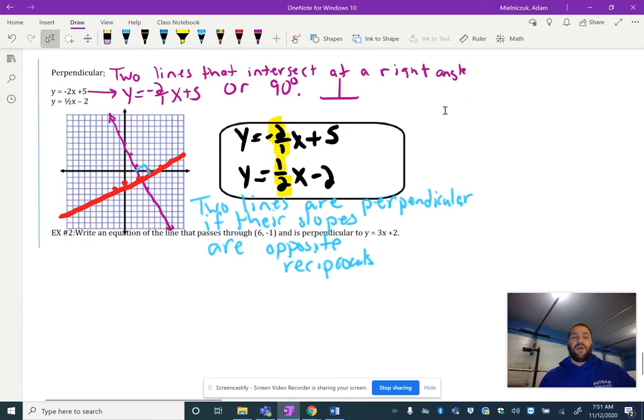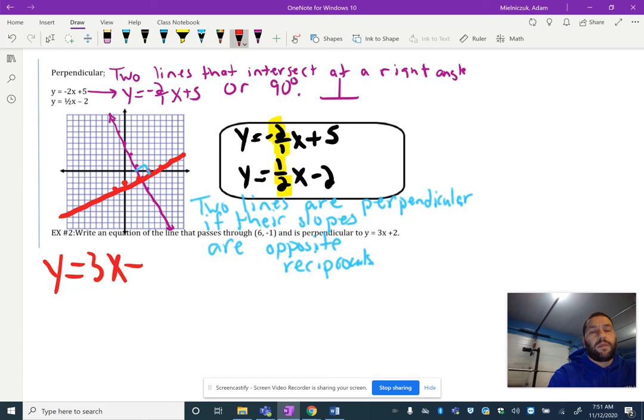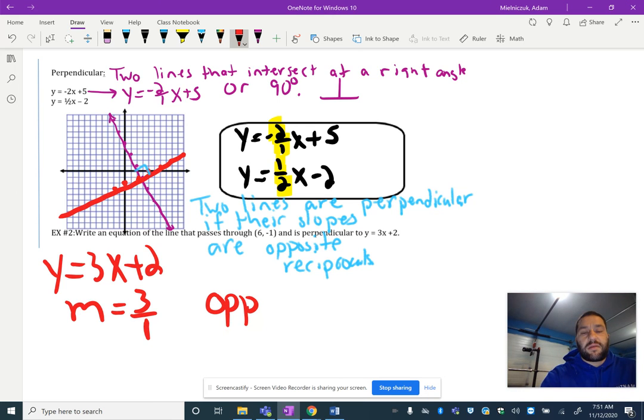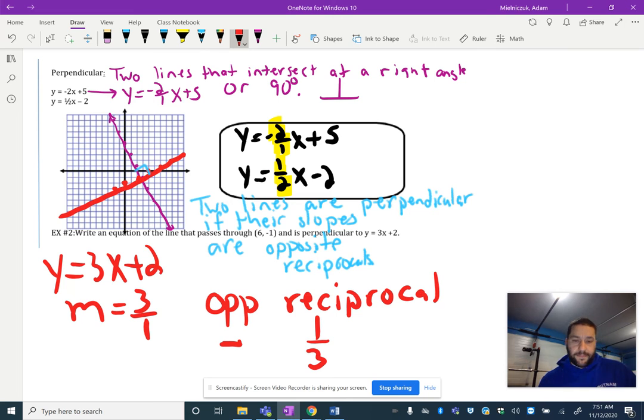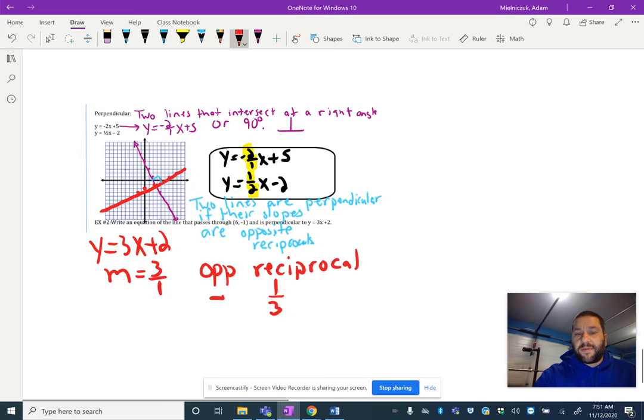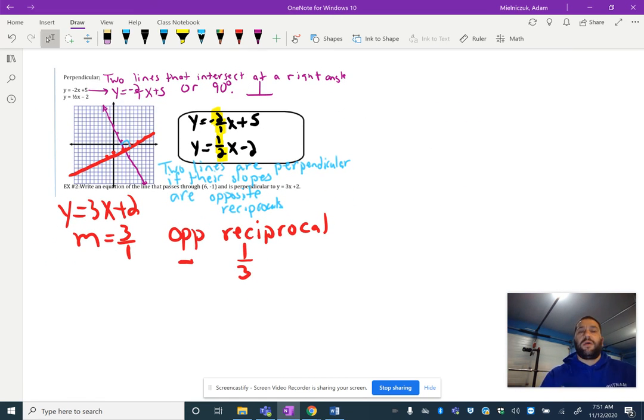Okay, it says write an equation of the line that passes through (6, negative 1) and is perpendicular to y equals 3x plus 2. Well, we have y equals 3x plus 2, which means we know the slope is 3 over 1. So we're going to take the opposite reciprocal, which would be negative 1 over 3. Okay, so I took the opposite sign and then I flipped it upside down. So now we have an equation that is y equals negative 1/3 x plus b.